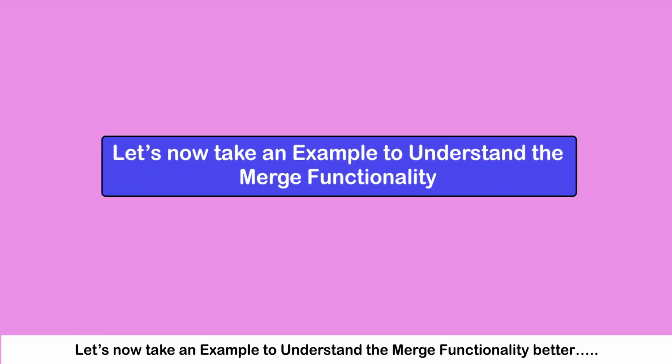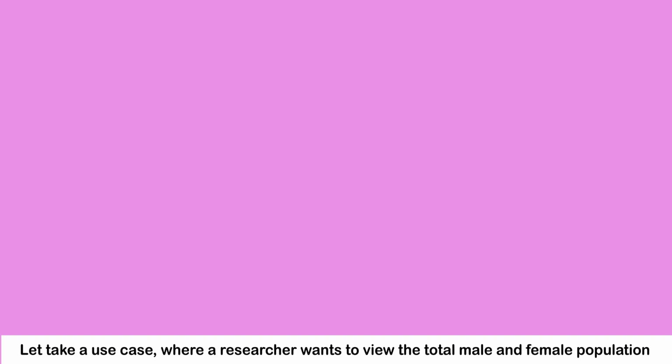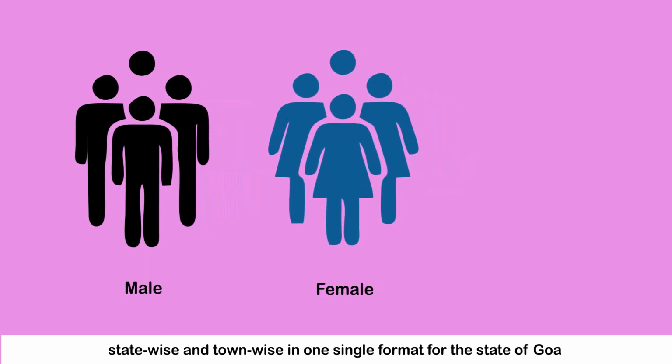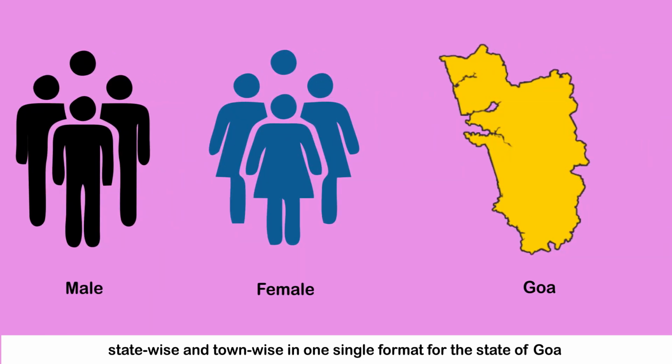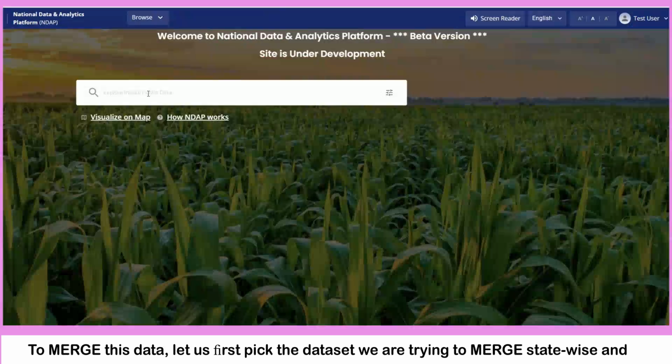Let's now take an example to understand the merge functionality better. Let's take a use case, where a researcher wants to view the total male and female population state-wise and town-wise in one single format for the state of Goa, and derive insights through analysis. Now, this data exists in 2 different formats.